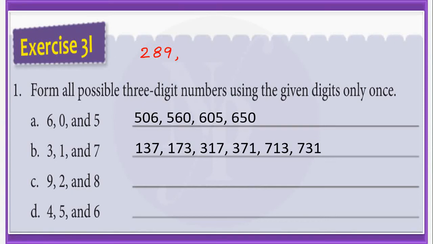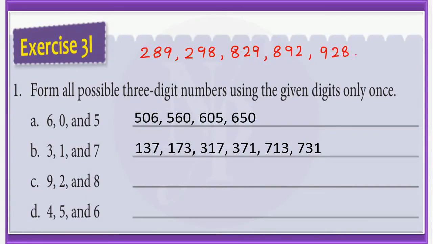Now keeping 2 in hundreds place, I will interchange the positions of 8 and 9. Now it becomes 298. Now what do I do? I will keep 8 in hundreds place and I will write 2 and 9 here, 829. And now keeping 8 in hundreds place, I will interchange the positions of 2 and 9. I will get 892.